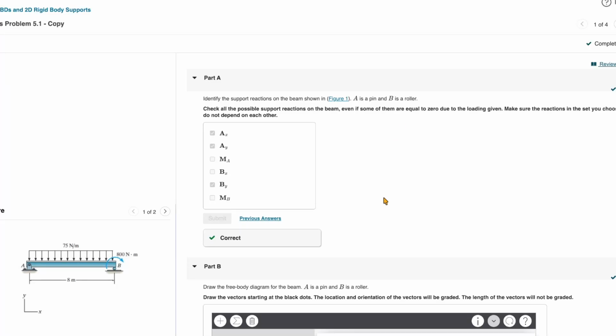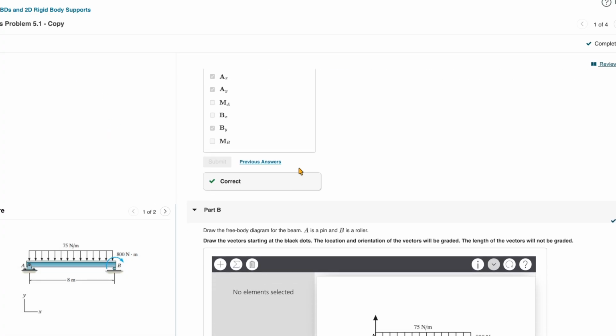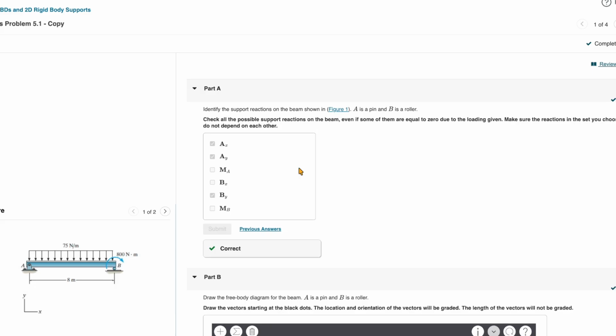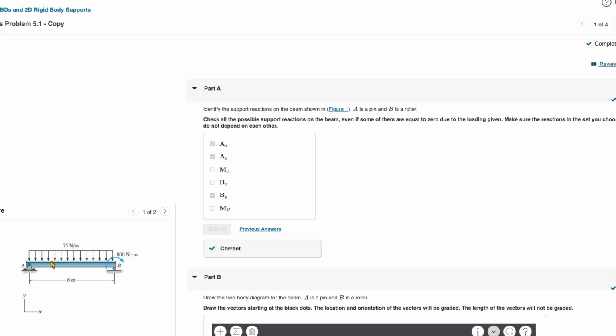All right, I'd like to walk through number 15, free body diagram and 2D rigid body supports, just to kind of wrap things up here, and maybe it will help someone else. I'm not sure. Anyways, our first problem, we're given this beam, and we have a pin at point A, and we have a roller at point B, and then we're given this force along the top.